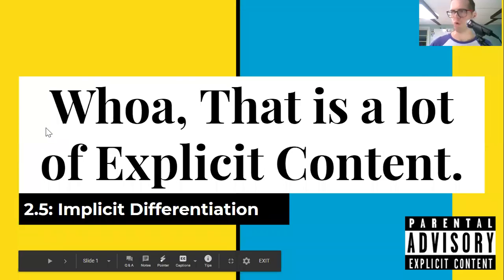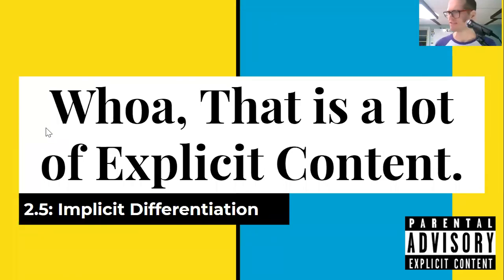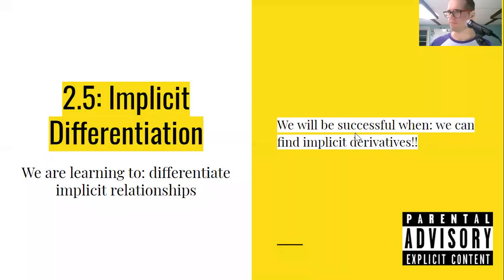All right. Whoa, that's a lot of explicit content. Today, we're learning to differentiate implicit relationships. We'll be successful when we can find implicit derivatives.